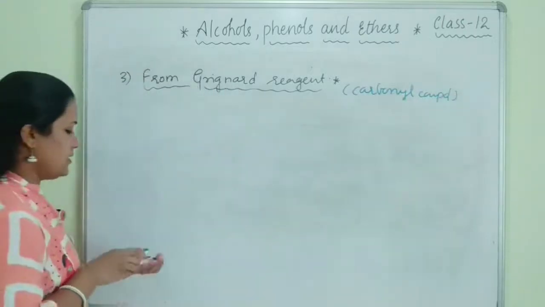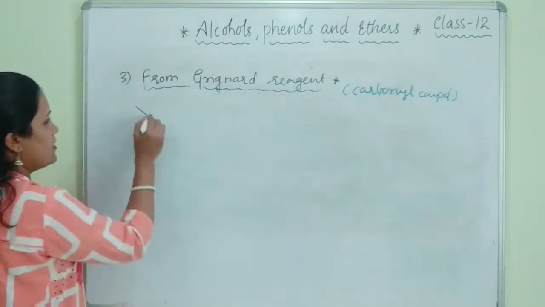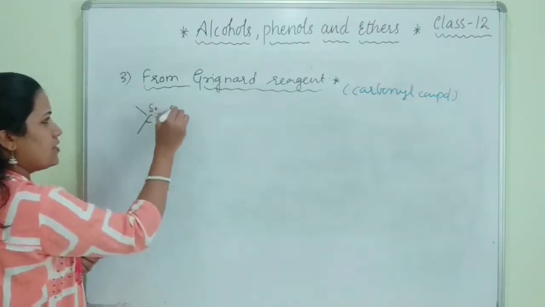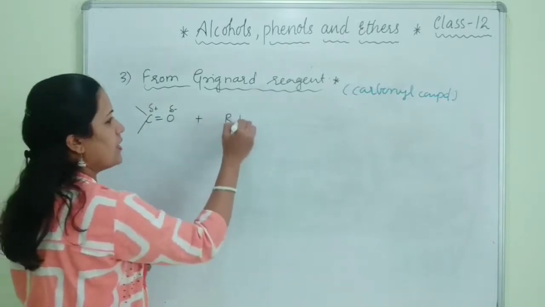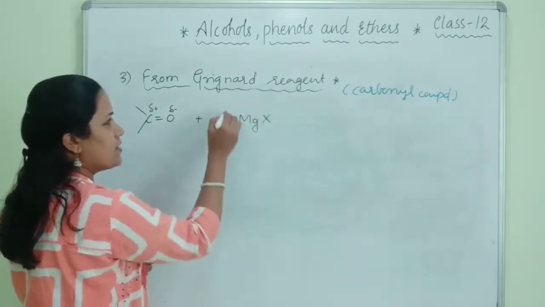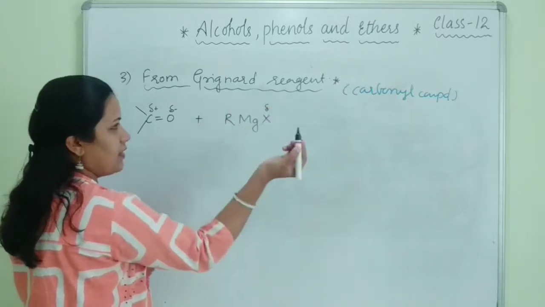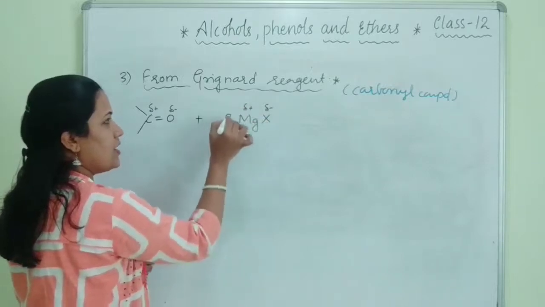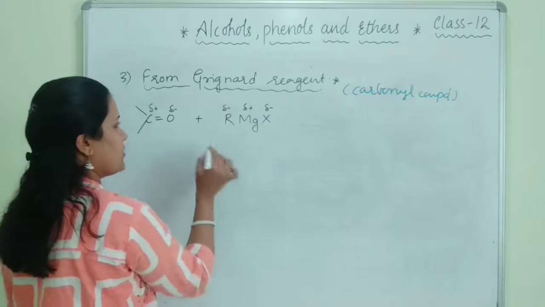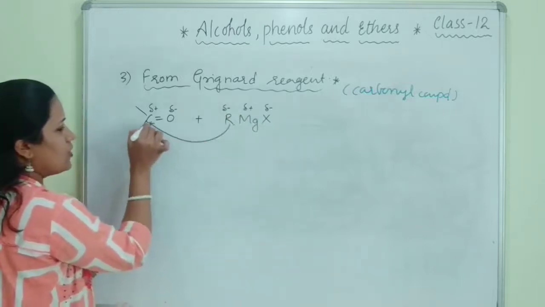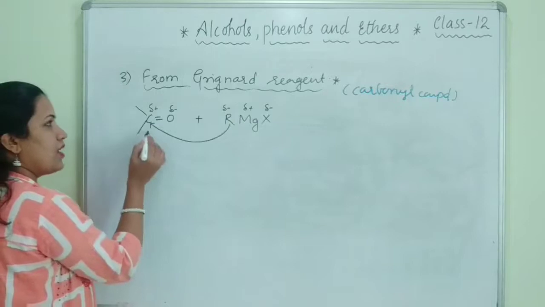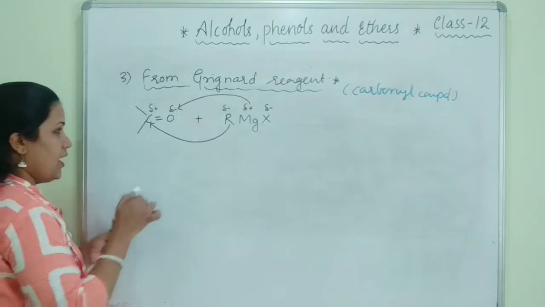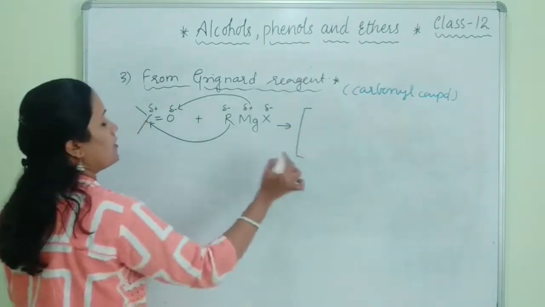In the mechanism, if we have a carbonyl compound, the carbon will acquire a partial positive charge and the oxygen a partial negative charge. Let's take the Grignard reagent, RMgX. X being a halogen will acquire a partial negative charge, Mg will have a partial positive charge, and R will have a partial negative charge. So R will attack this carbon, and as soon as R attacks the carbon, the negative charge on oxygen attacks Mg, and we get the product adduct.